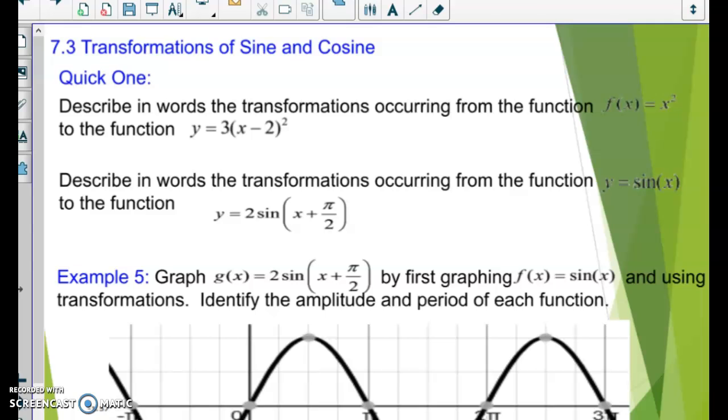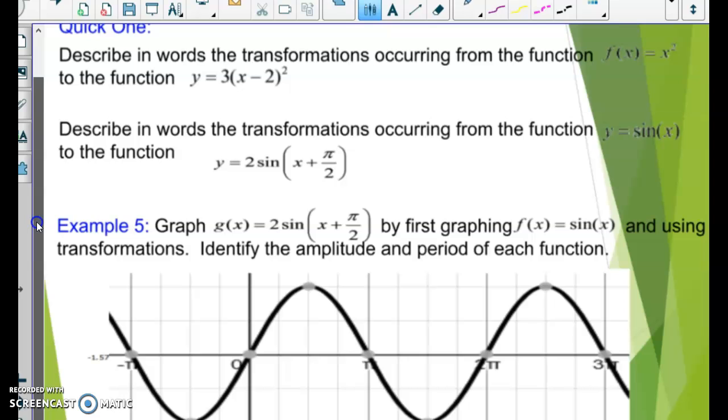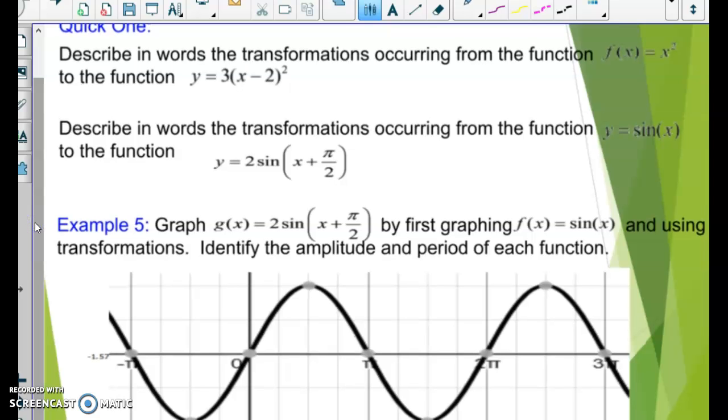On section 7.3, we're going to try to do some graphing of trig with some transformations. So let's go back and review what happens to our parabola, y equals x squared, when we have a number in front and that shift. This shift, because it's in a parenthesis, we're actually going to move it 2 to the right, and this makes it steeper. So we're going to have a graph that looks like that.